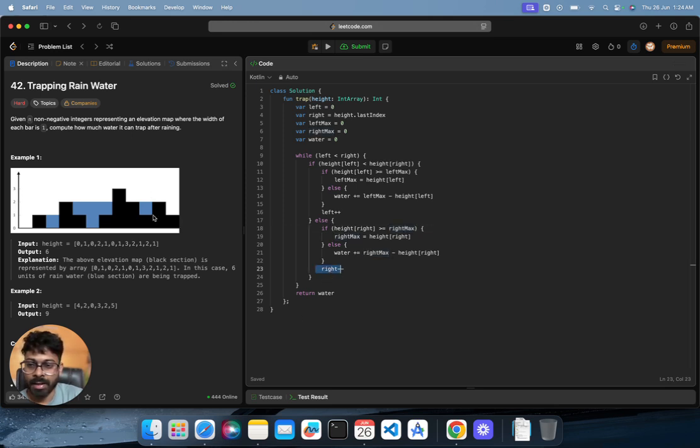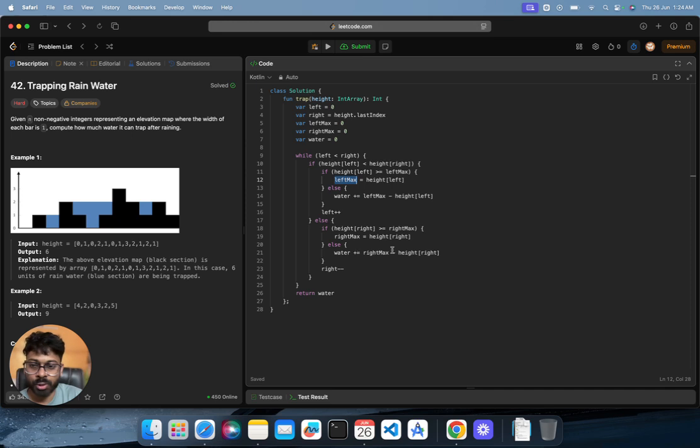minus minus. And now we will again check: does the height of left, which is smaller than the height of right, so yes, this is smaller than the height of right, the height of right is now much bigger. So we will see if the height of left is greater than the left max, so is the new height greater than the left max, which is 0? So left max will get updated and nothing else will happen, and we will just keep moving on.